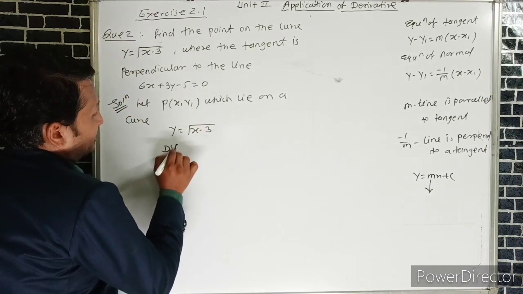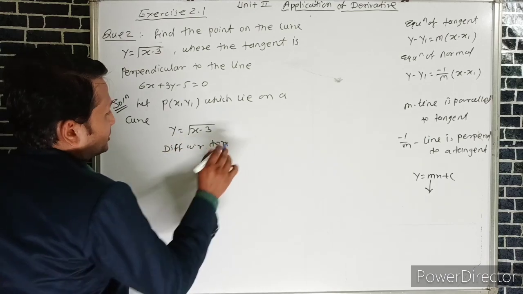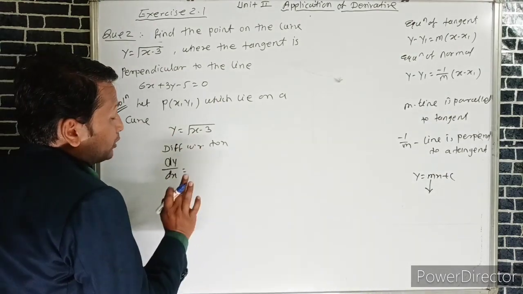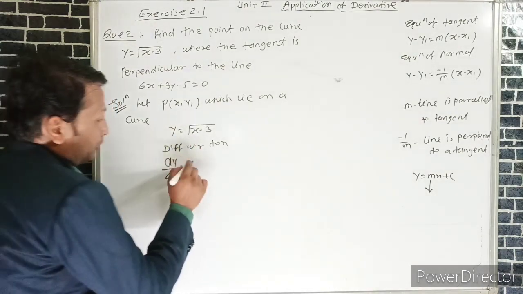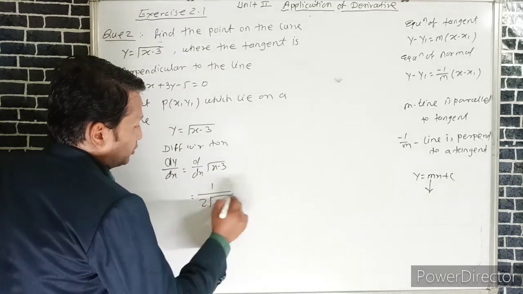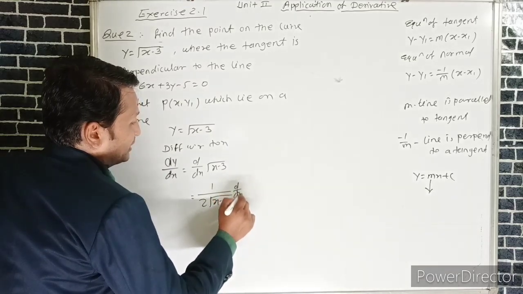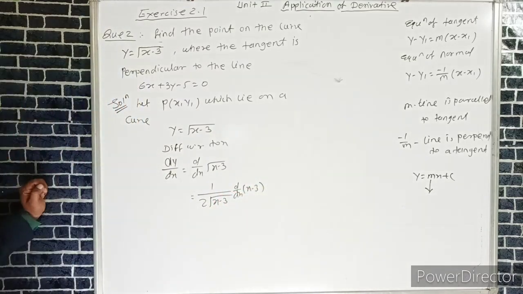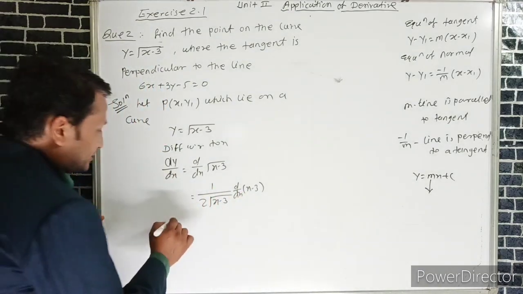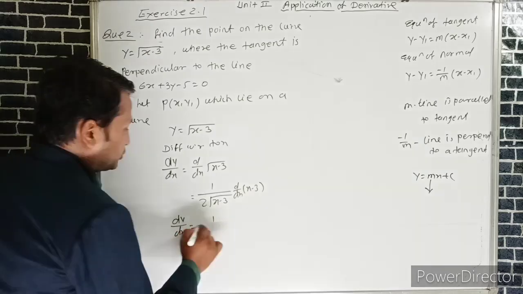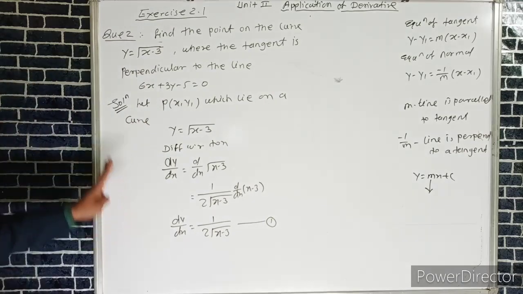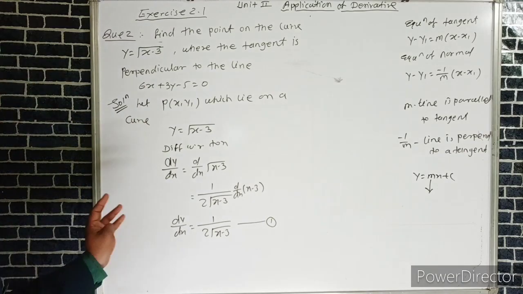If we differentiate with respect to x, then we get the derivative of y, which is dy/dx, equal to the derivative of under root x minus 3, which is 1 upon 2 under root of x minus 3, and we take again the derivative of x minus 3. The derivative of x is 1, minus 3 is 0, 1 into 1, 1. Hence dy upon dx = 1 upon 2 under root of x minus 3, which is the slope of the given line.